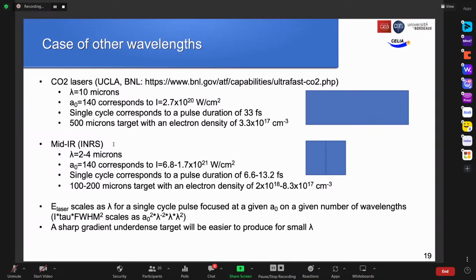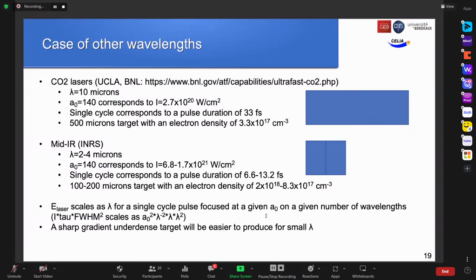We could go to a kind of intermediate regime with mid-infrared lasers. I'm not going to go over all the parameters, but basically the laser energy you need to get exactly the same acceleration I showed you will scale as lambda, the wavelength, for a single cycle pulse focused at a given a0 on a given number of wavelengths. And also, a second advantage of going to lower wavelength would be that sharp gradient on this target will be much easier to produce for these small wavelengths.